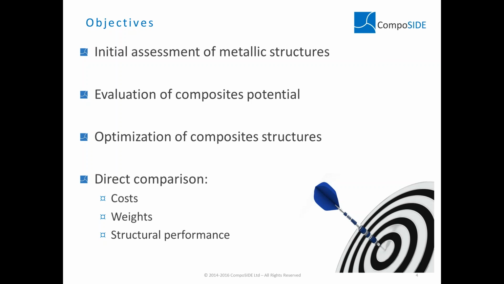Which brings us to our objectives for today's webinar. In fact, we hope that after today's session, you'll be familiar with at least the process of running an initial assessment of your metallic structure, evaluating a first principle potential for the composite structures, performing some simple but very rapid optimization on the laminate and the fibers orientation, and finally, at the end of this process, outputting a sensible comparison of material costs, structural weights, and structural performance.